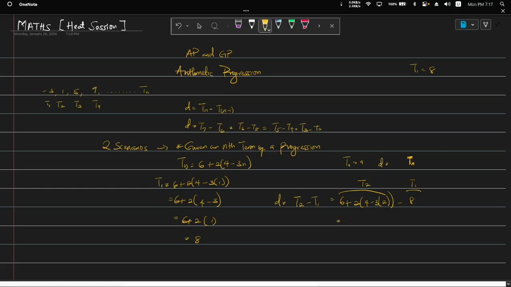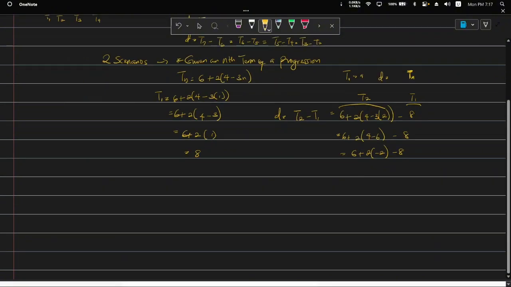We're going to have 6 plus 2 into bracket, minus 3 times 2 is minus 6. I have 4 minus 6, then minus 8. So 6 plus 4 minus 6; 4 minus 6 is minus 2. Then I'm going to have 2 multiplied by minus 2, which gives me negative 4. Yeah, so we have 6 minus 4. 6 minus 4 is 2. Are we together? 2 minus 8 is minus 6. Therefore, the common difference is minus 6.